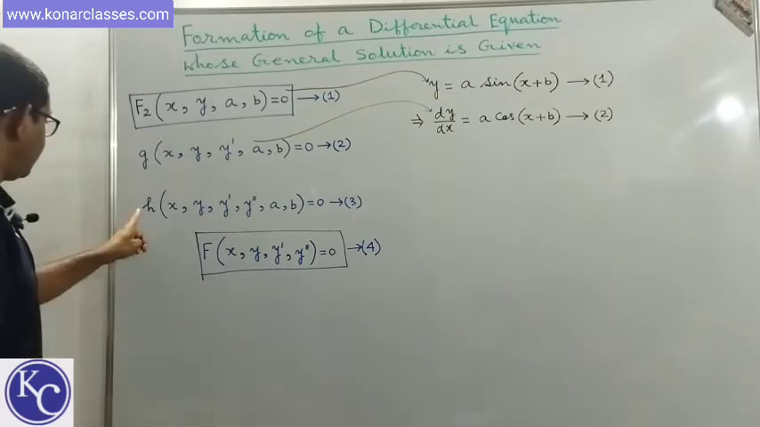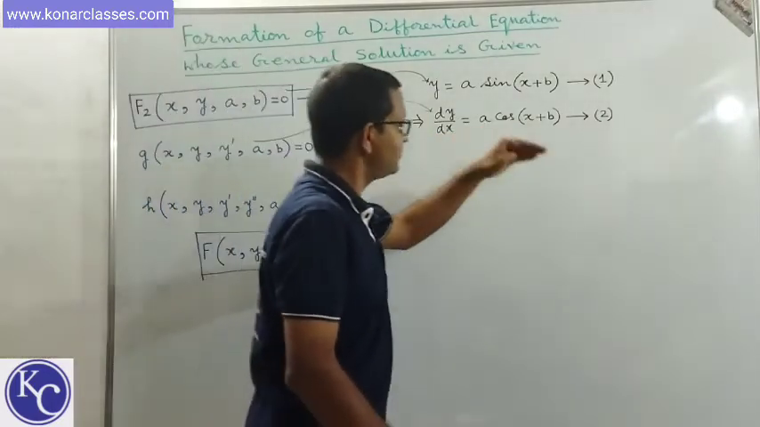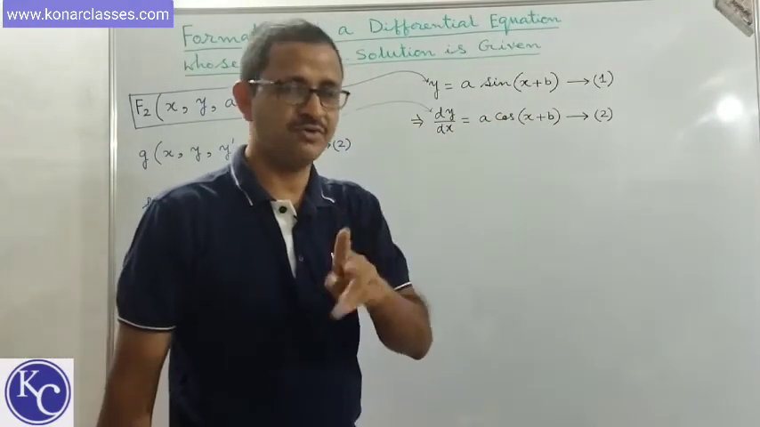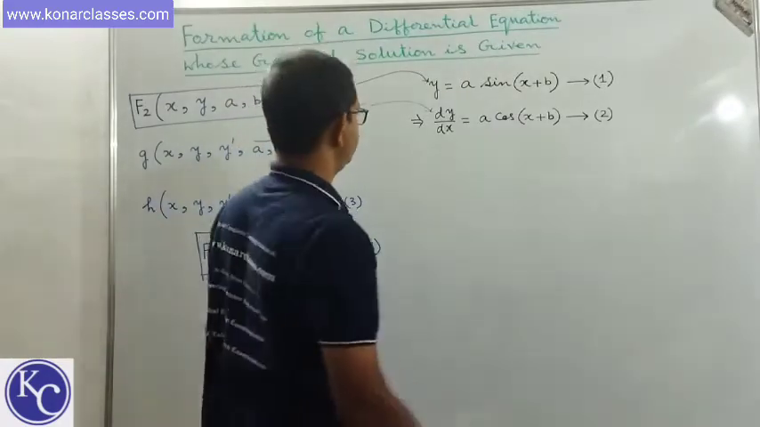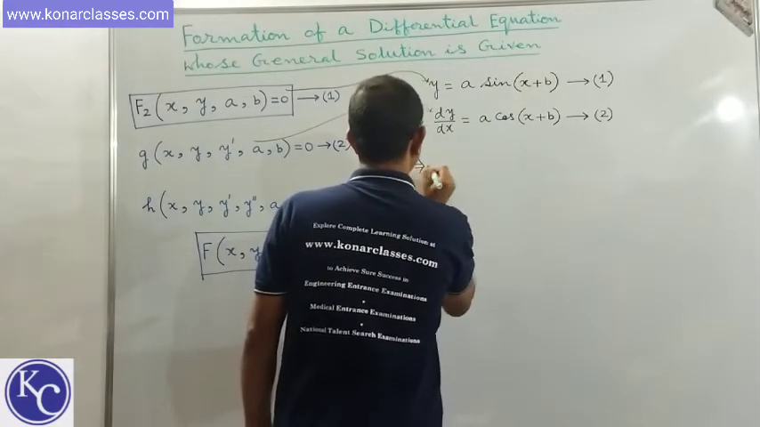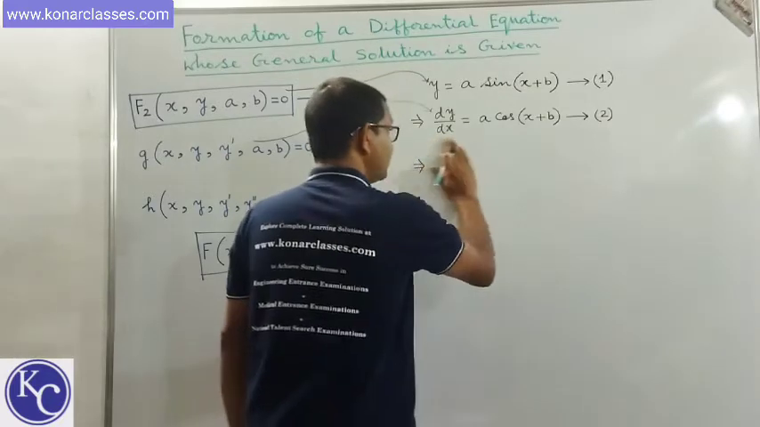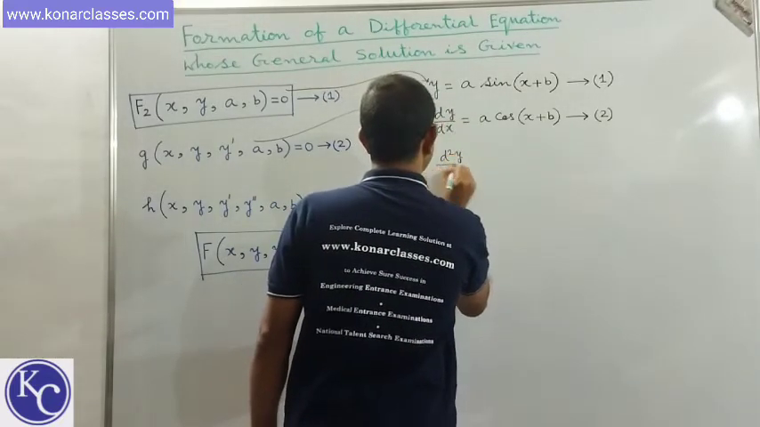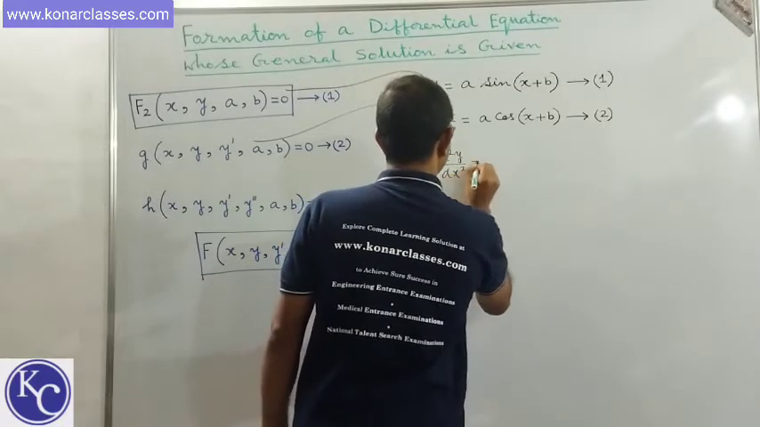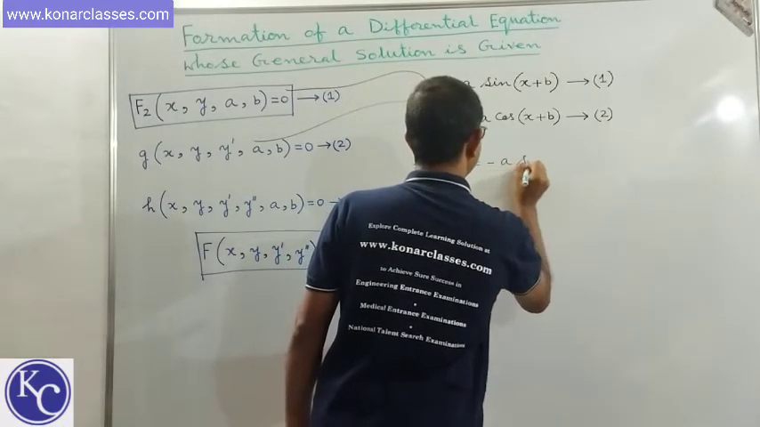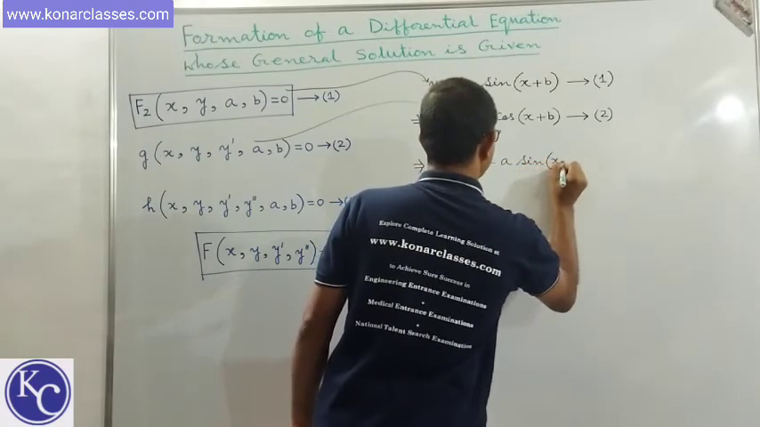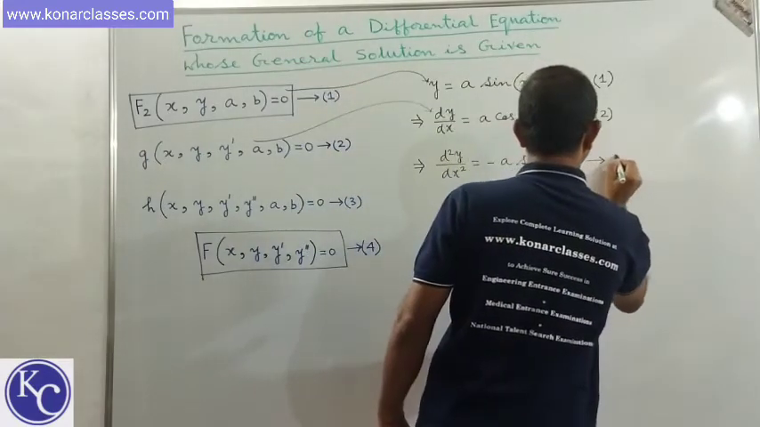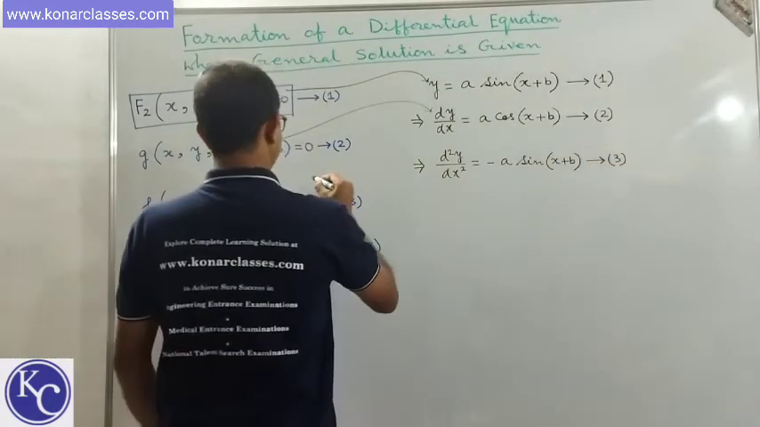Now what will we do? We need to achieve h. That means we should differentiate once more. This general solution has two arbitrary constants, so we need second order differentiation. So what will we get? If we differentiate once more both sides of equation 2 with respect to x, we are going to get d2y/dx2 is equal to minus a sin(x + b). This is as if like this.